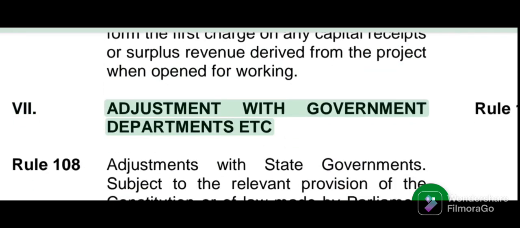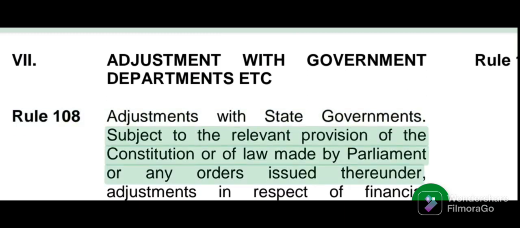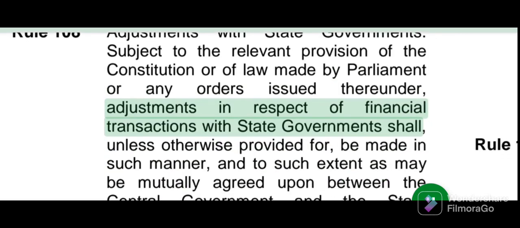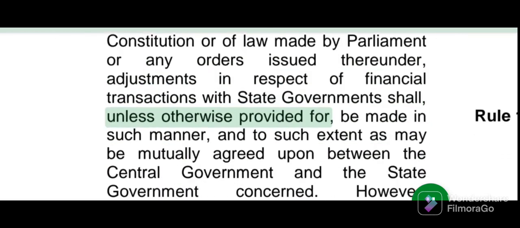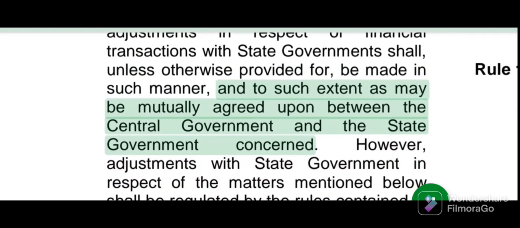7. Adjustment with government departments etc. Rule 108: Adjustments with state governments. Subject to the relevant provision of the Constitution or of law made by Parliament or any orders issued thereunder, adjustments in respect of financial transactions with state governments shall, unless otherwise provided for, be made in such manner, and to such extent as may be mutually agreed upon between the central government and the state government concerned.